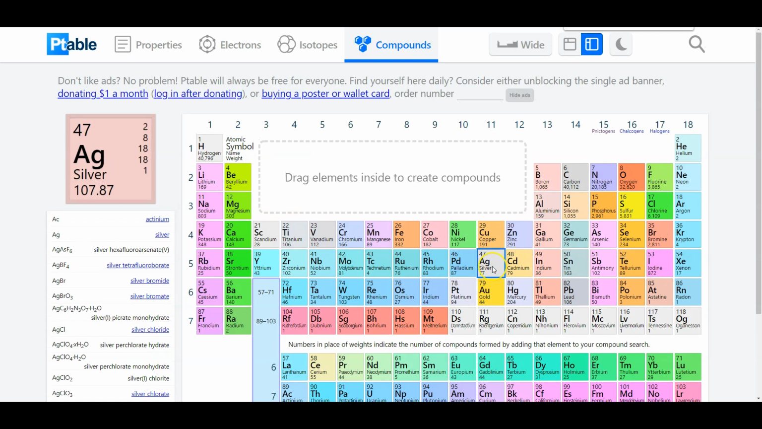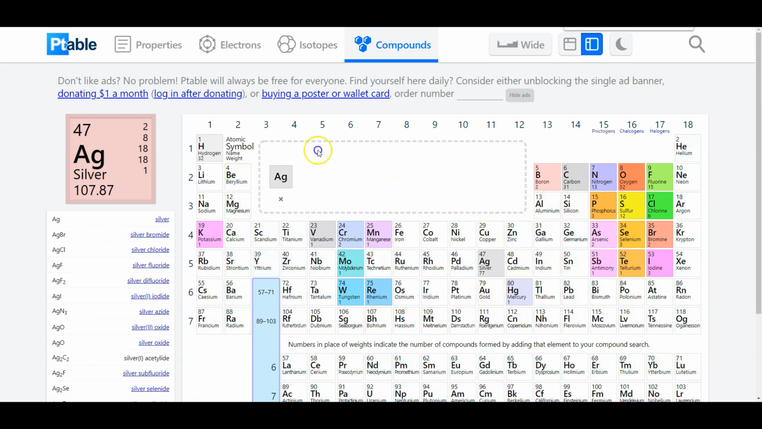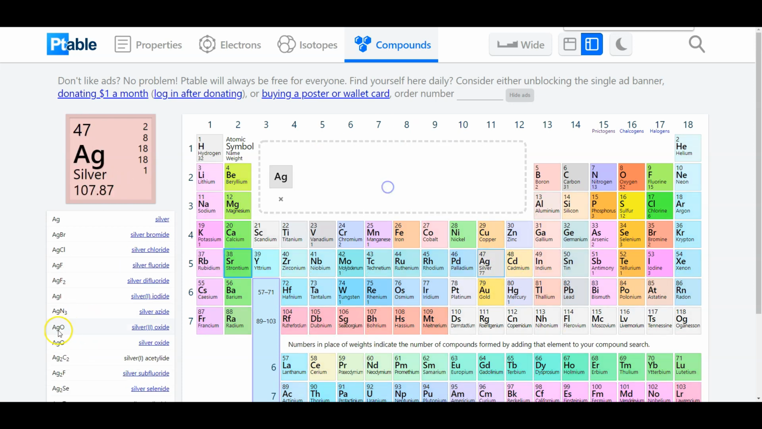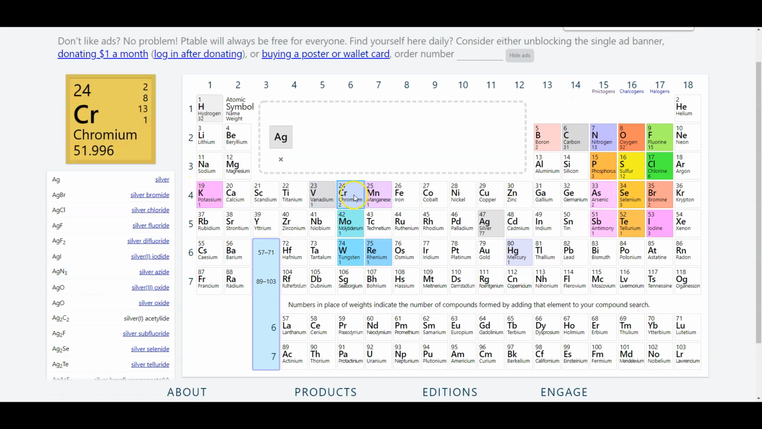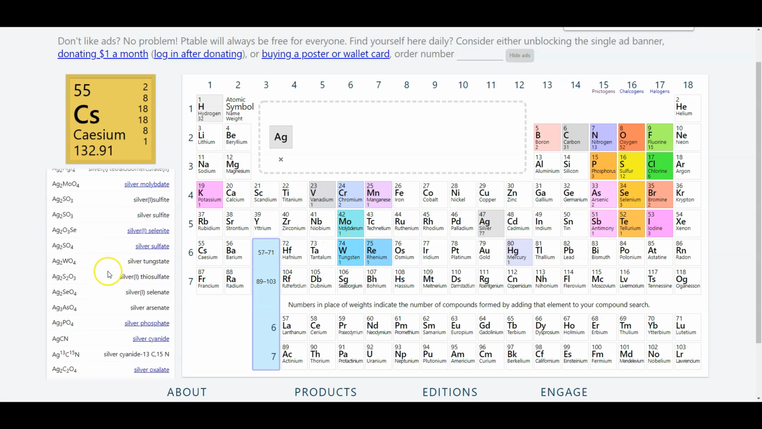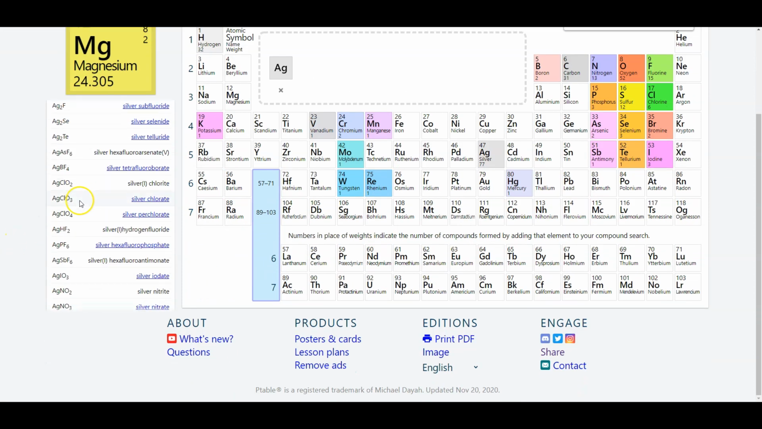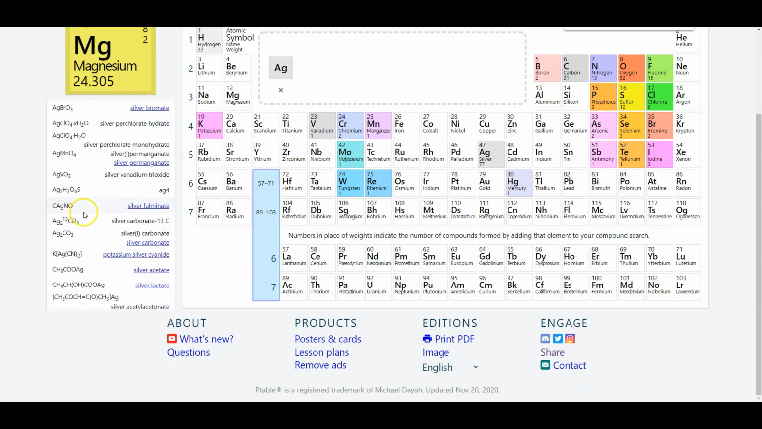So all you need to do is take your atom, which in this case is silver, and that's my example, and just click it and drag it inside this big box right here. The big box says drag elements inside to create compounds. So drag it in there, and what you'll see is that it now has other elements highlighted that can bond with silver. So not everything can bond with silver, but what I would actually recommend doing is, once you have your silver in here, just take a look at the different compounds on the left-hand side.